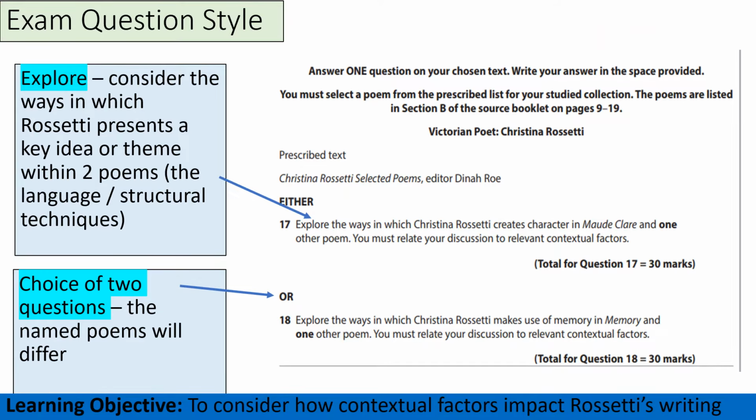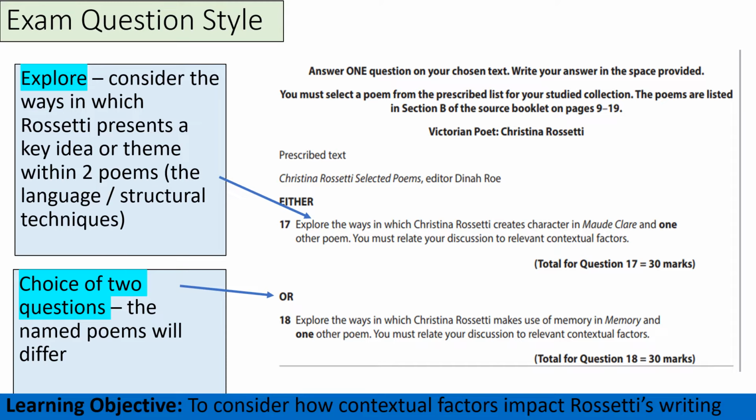So this is an example of the question paper, very, very similar to everything you've probably seen before. Answer one question on your chosen text, write your answer in the space provided. You must select a poem from the prescribed list for your study collection. The poems are listed in section B of the source booklet. Prescribed text, and then it names the book that I've told you to buy, essentially.